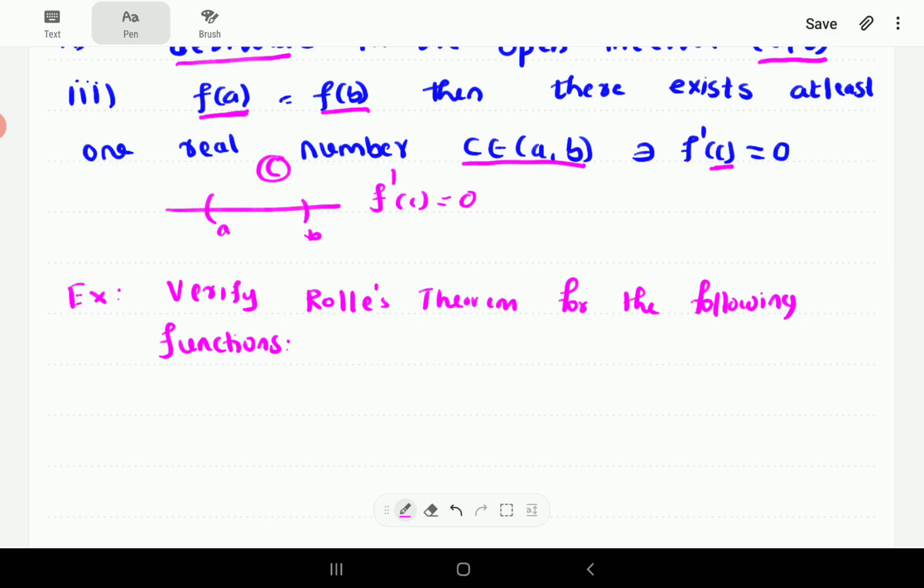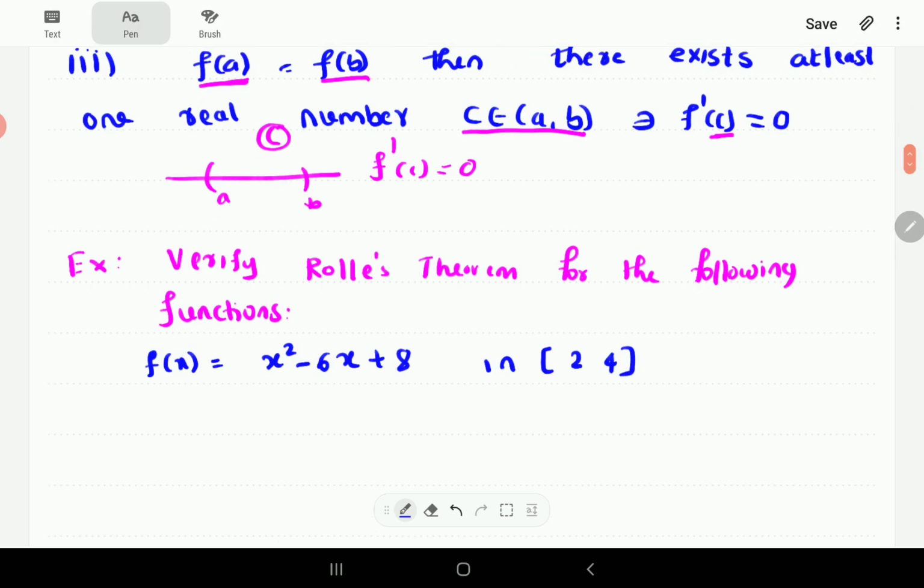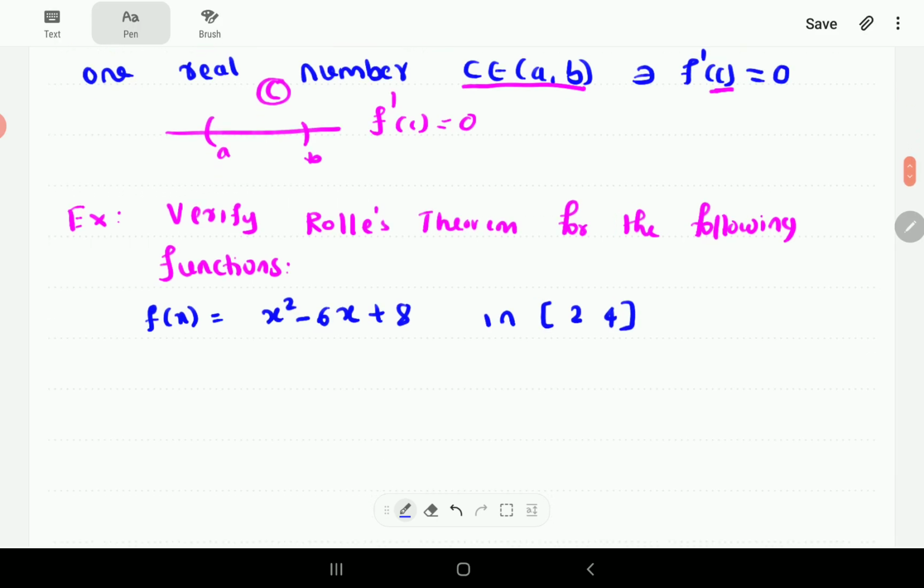Let me take one example where our f of x is x square minus 6x plus 8 in the closed interval [2, 4]. Let's verify Rolle's theorem for this function.